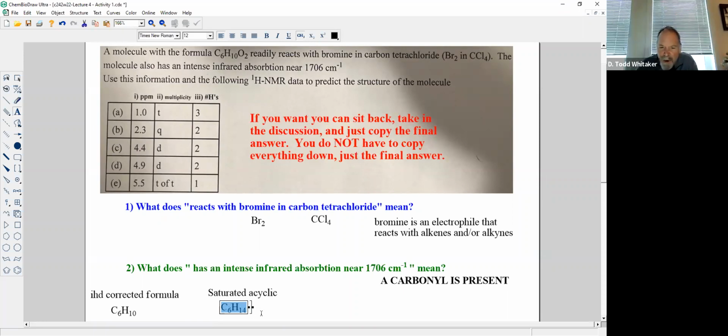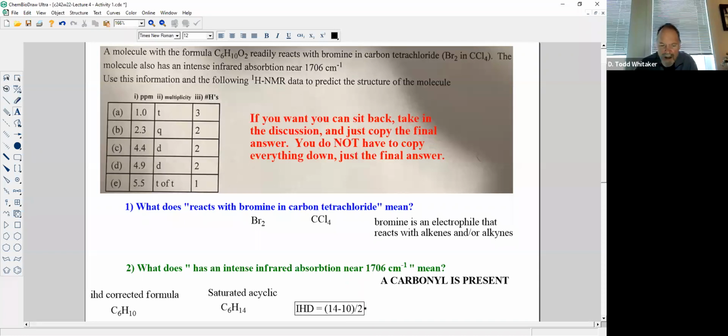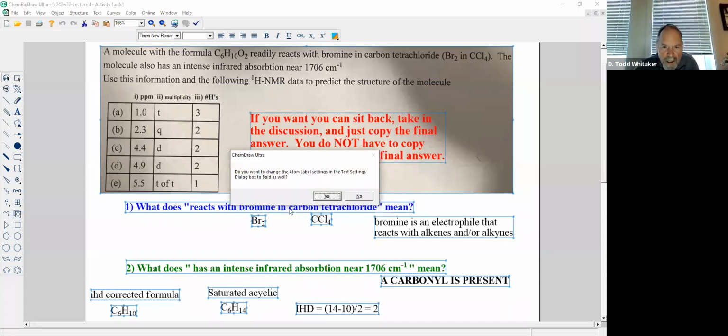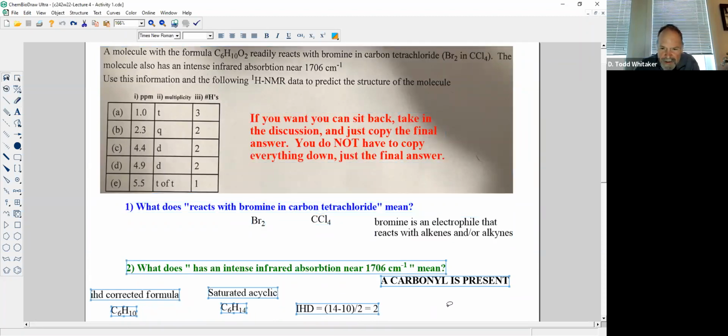If you have an IHD of 2, here's IHD. IHD equals 14 minus 10, all divided by 2 when you're done, which gives, remember, it's pairs of hydrogens. That's why I divided by 2. Each pair of hydrogens gives an IHD of 1. So the answer is 2. Should put an equal sign in front of that. Useful information.